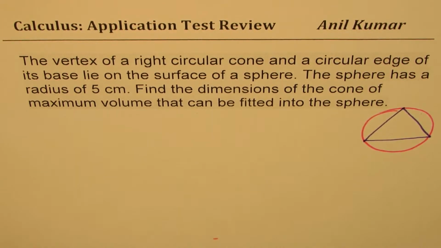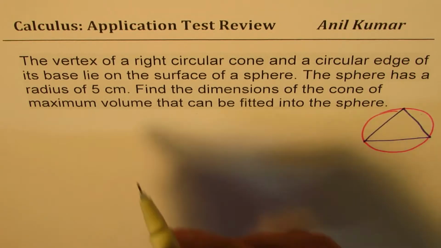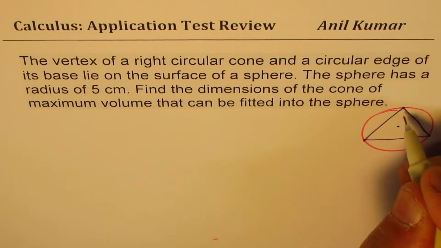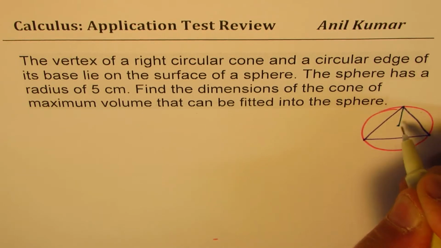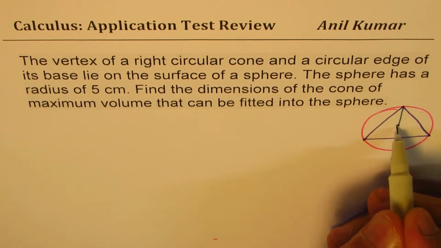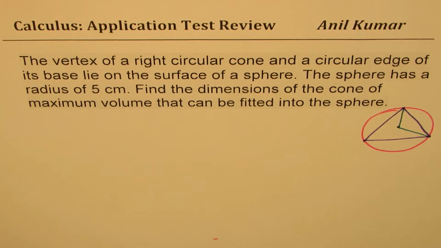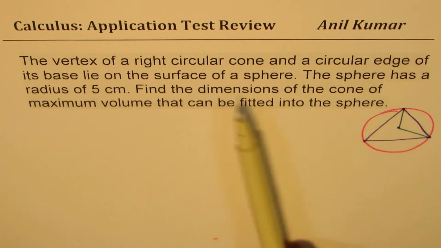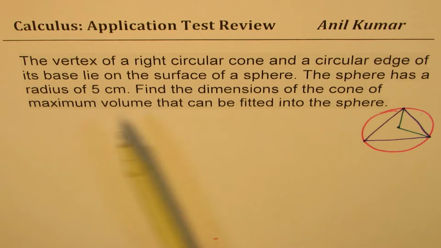Now, what we are given here is that the radius is 5 centimeters. So that's the circle, radius is 5 centimeters. That means these two sides are 5 centimeters. Is that clear to you? From the center, these two sides are 5 centimeters. What are the dimensions of the cone of maximum volume that can be fitted into this?